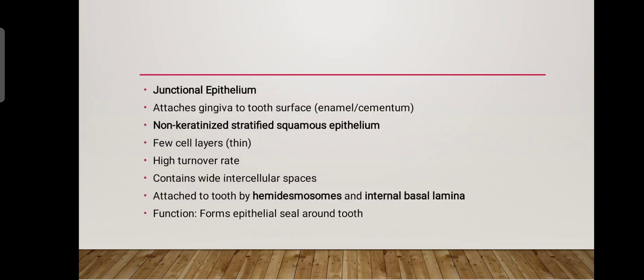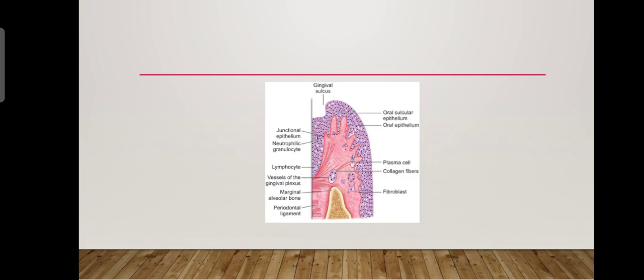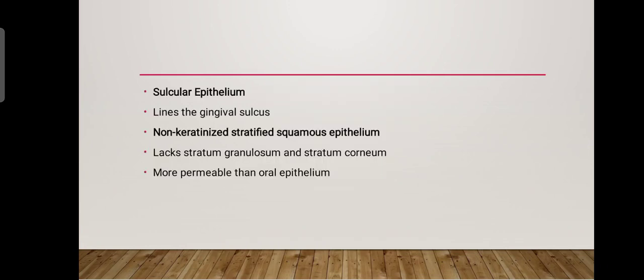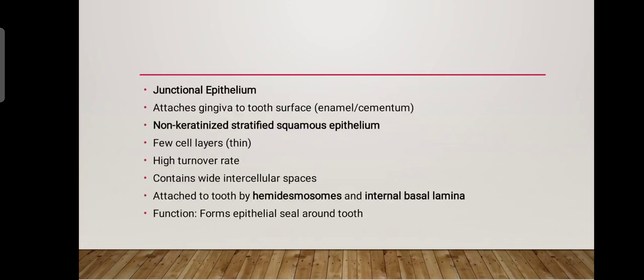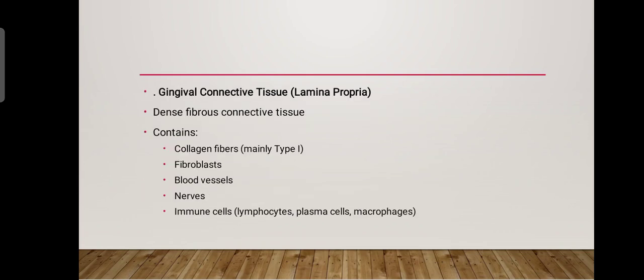Junctional epithelium attaches gingiva to tooth surface. Here you can see junctional epithelium. It attaches the gingiva to the tooth surface. Non-keratinized stratified squamous epithelium is a few layers thin. It contains wide intercellular spaces. It has a high turnover rate. It is attached to the tooth by hemidesmosomes and internal basal lamina. These are the names of the attachments. Its function is that it forms an epithelial seal around the tooth.